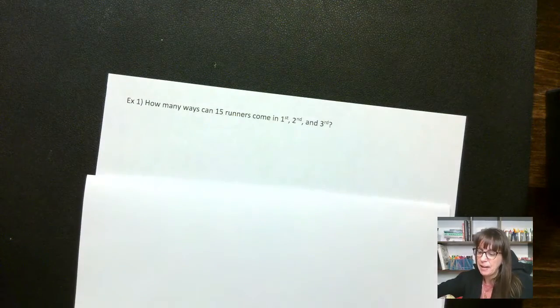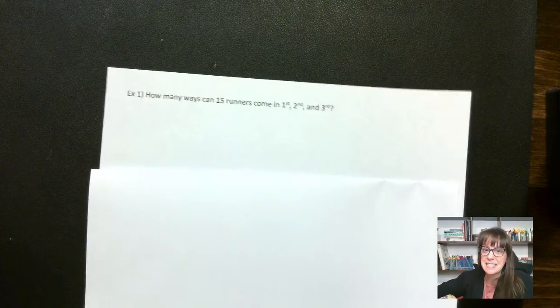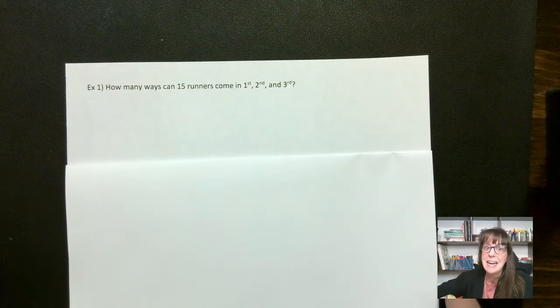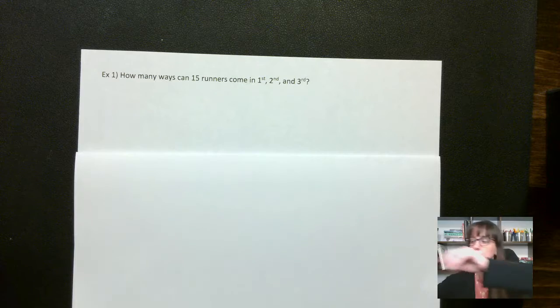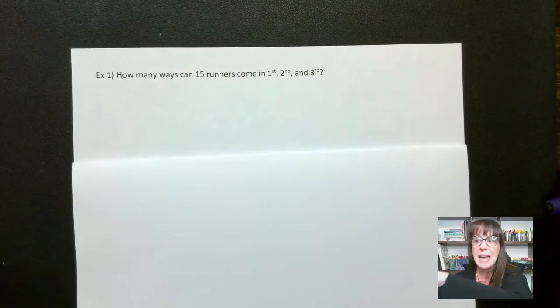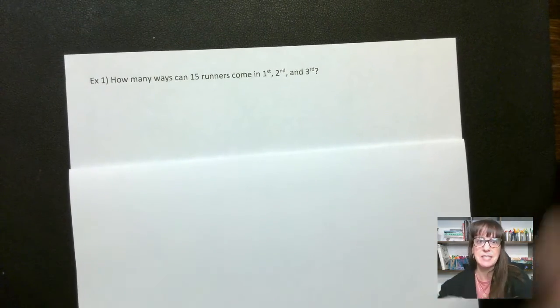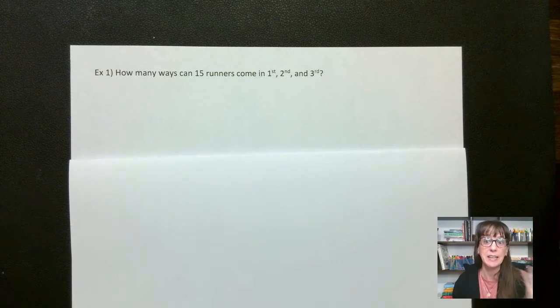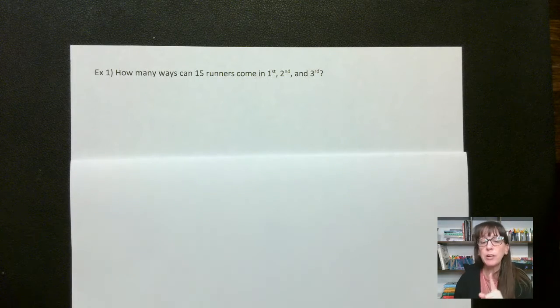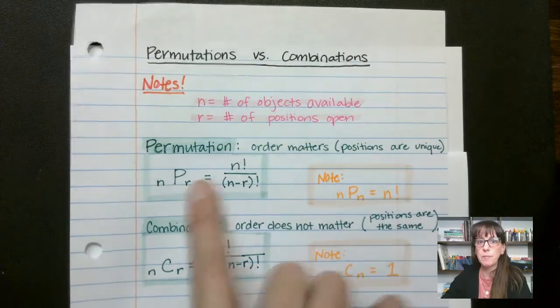First problem that we have is how many ways can 15 runners come in first, second, and third place? So the first thing you want to ask yourself is, is this a permutation or a combination? And again, the difference there is, does the order matter? And in this case, it does, because each position, first, second, and third, those are all different positions. So this one would be, let me show you, permutation, because order matters.